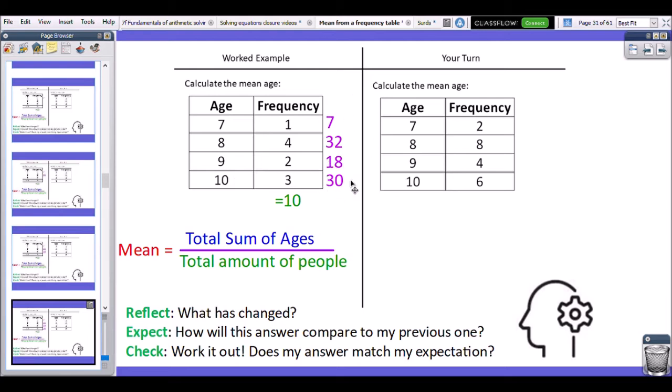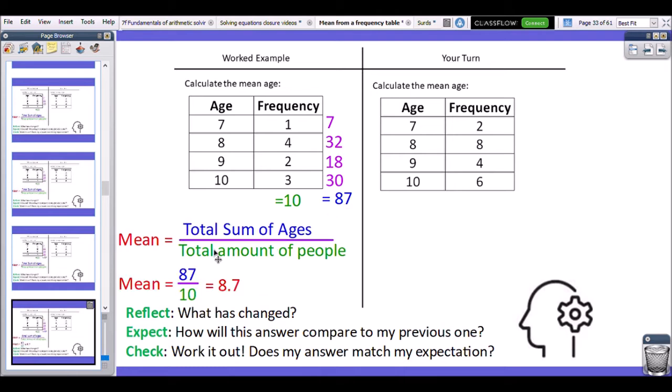So now I'm just going to add up the sum of all of their ages. Adding it up, that gives me 87. So now a very quick calculation to find the mean. I'm doing 87 divided by 10, because I've created a formula for myself: the total sum of all the ages divided by how many people I have.